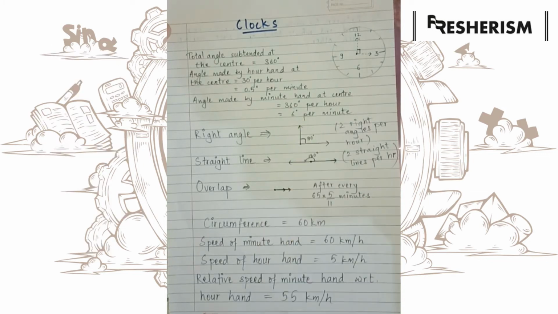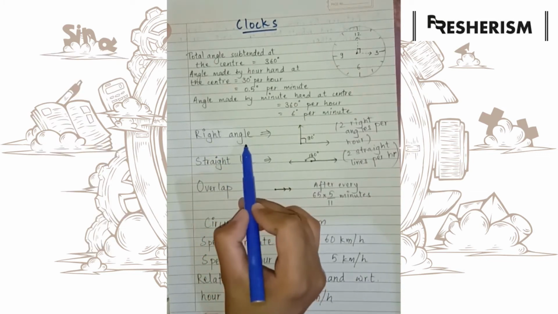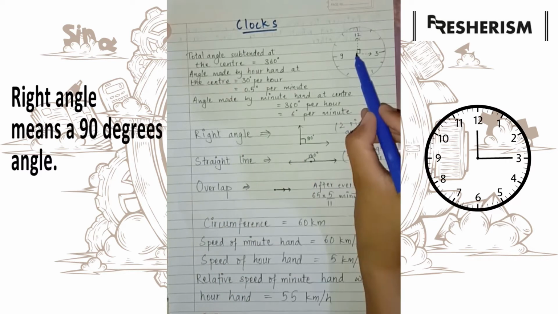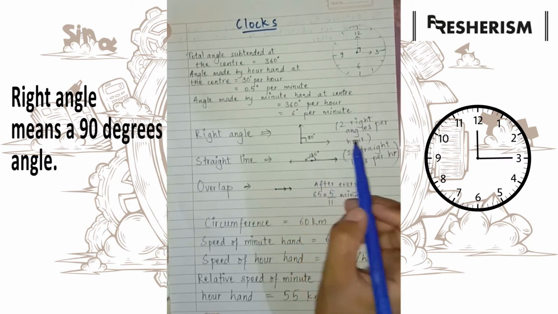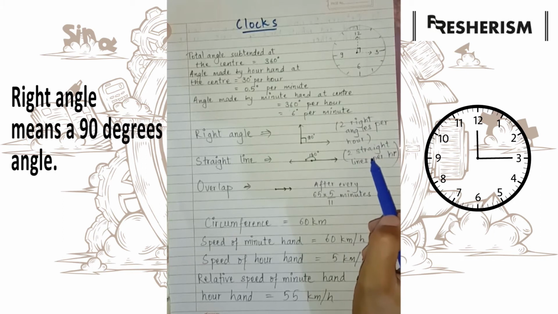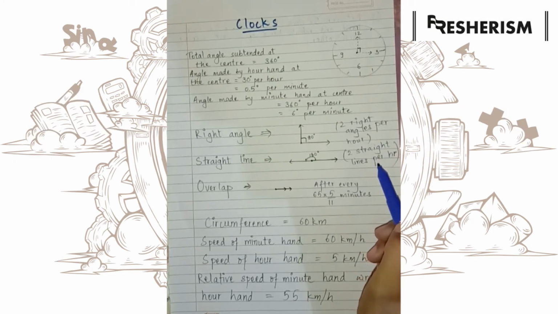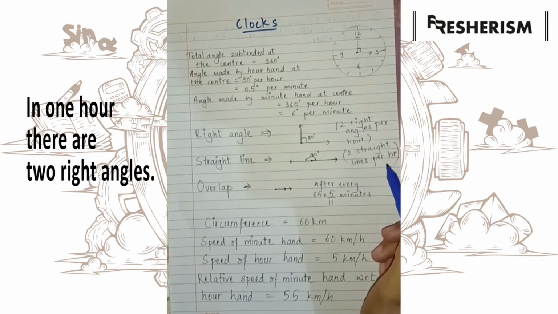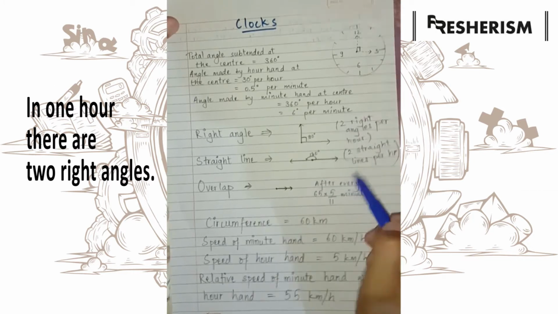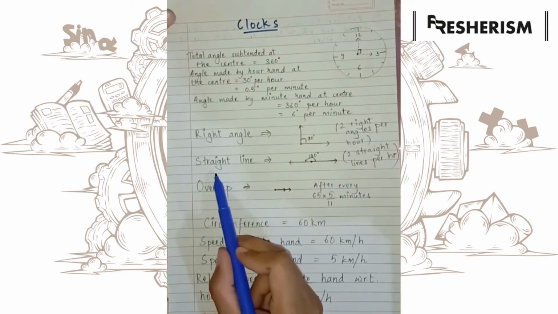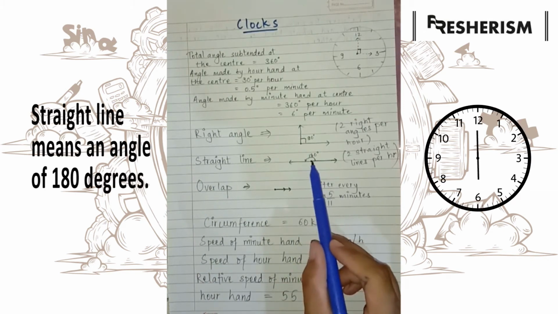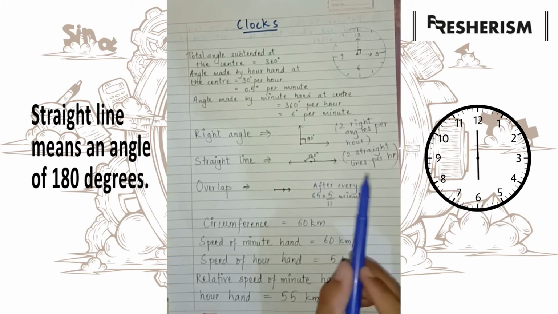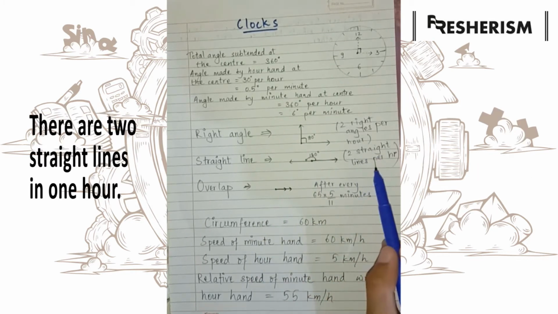The other common terms are right angle. A right angle is basically a 90-degree angle. When the two hands are in this position, they will make a right angle, and there are two right angles per hour. That is, in 1 hour, two right angles are made by the hour hand and minute hand. The other one is a straight line. A straight line means the angle between the two hands is 180 degrees, and there are also two straight lines in 1 hour.